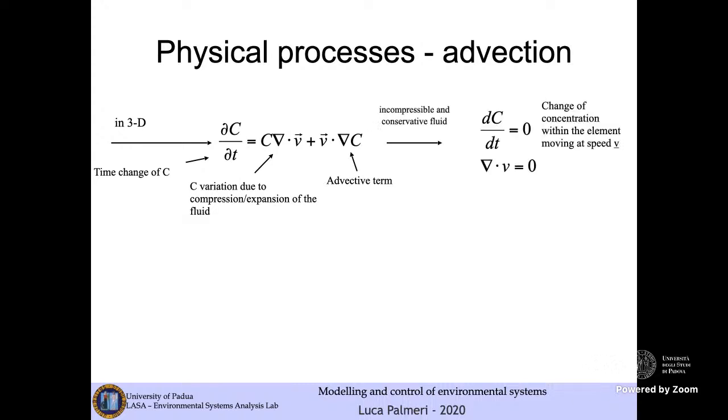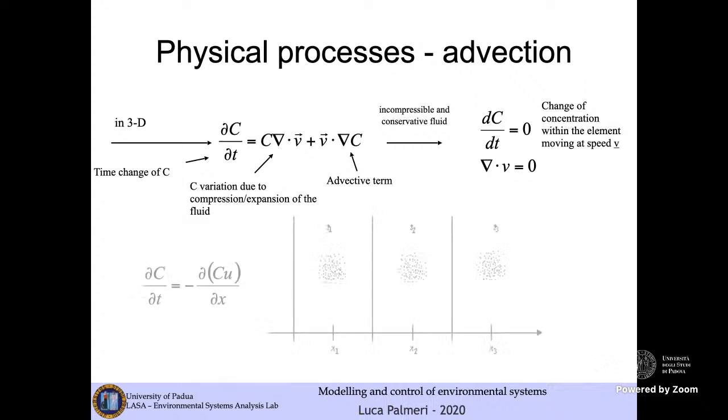And if we consider incompressible and conservative fluids, so fluids for which the divergence of the speed, the divergence of the vectorial velocity, is 0, and if we consider steady state condition, then we may include these 2 approximations, and we end up with this partial differential, first order differential equation, in which we have derivatives in time and derivatives in the spatial coordinate x.